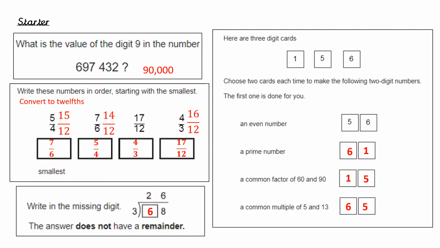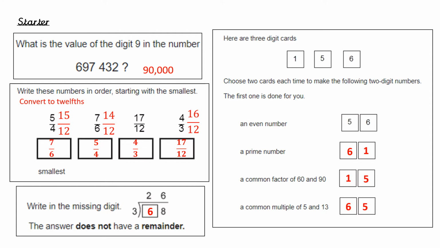not a prime number. A common factor of 60 and 90, so that is a number that when you go up in that number you will get to 60 and 90. So if you counted up in 15s you'd eventually get to 60, and then if you carried on you would get to 90. And then a common multiple of 5 and 13.